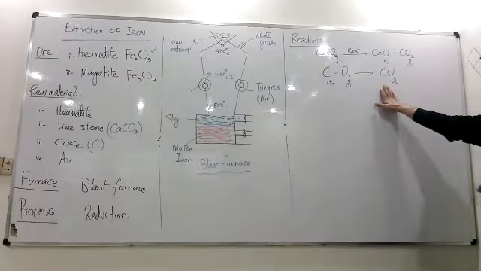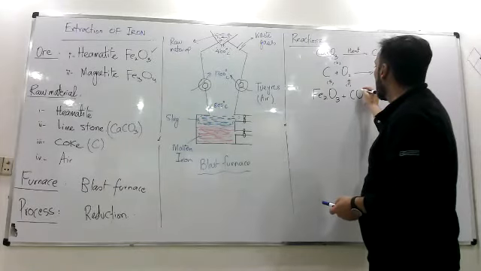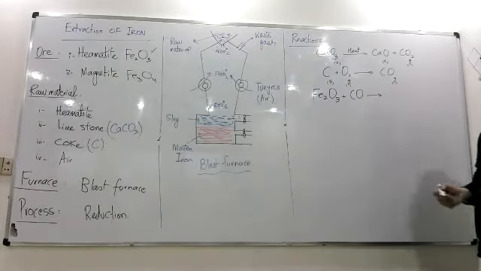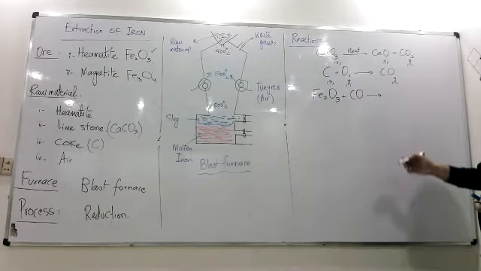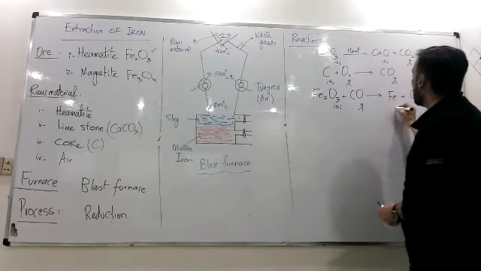So carbon monoxide is formed, and this carbon monoxide then reacts with this hematite ore, that is Fe2O3. And that turns it into iron plus carbon dioxide. And then when you balance this equation, iron turns into liquid because the temperature is high, and iron melts around 1500 to 1700 degrees Celsius, and it's like liquid.